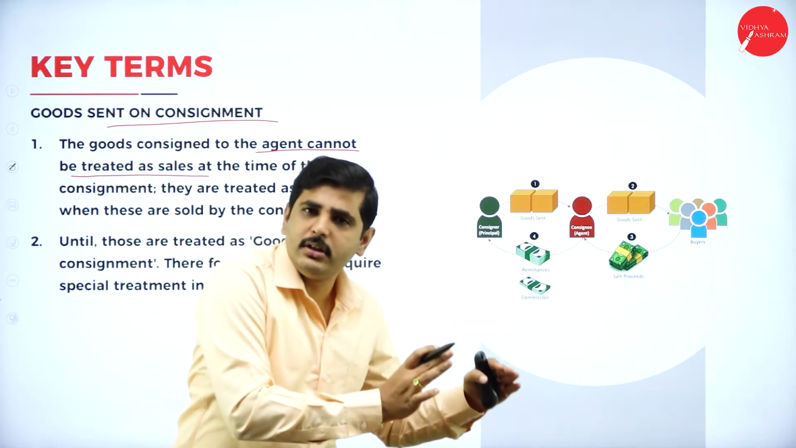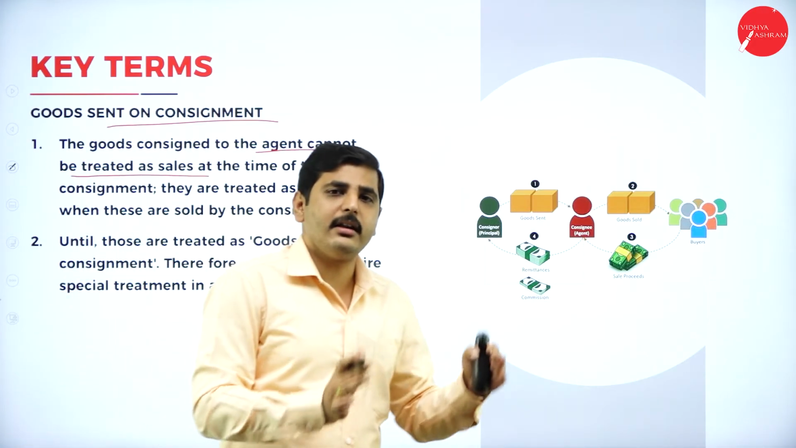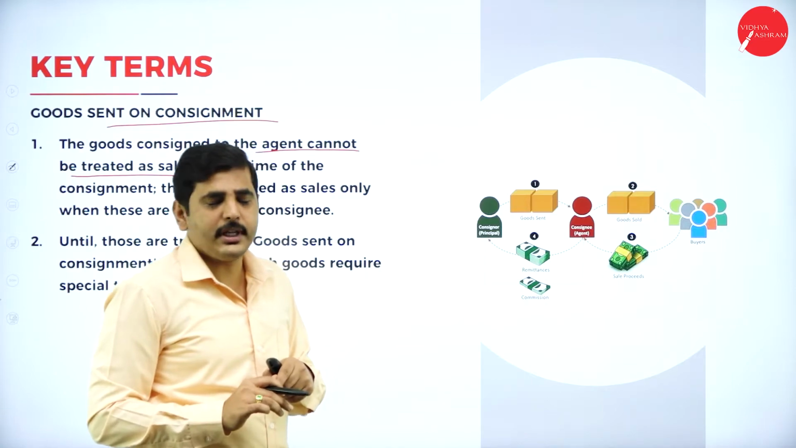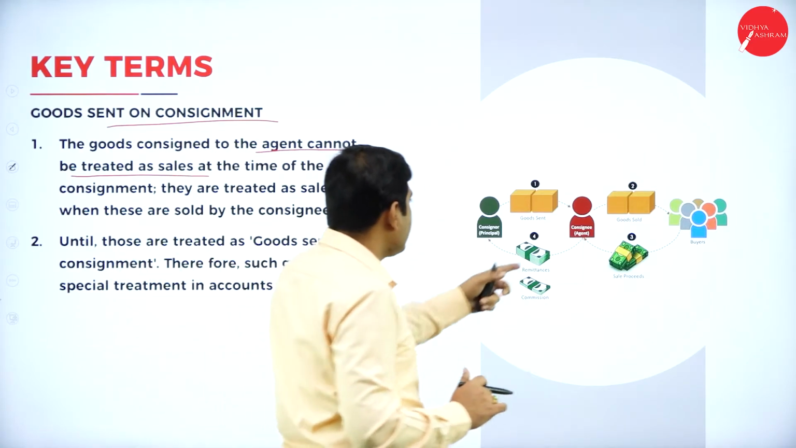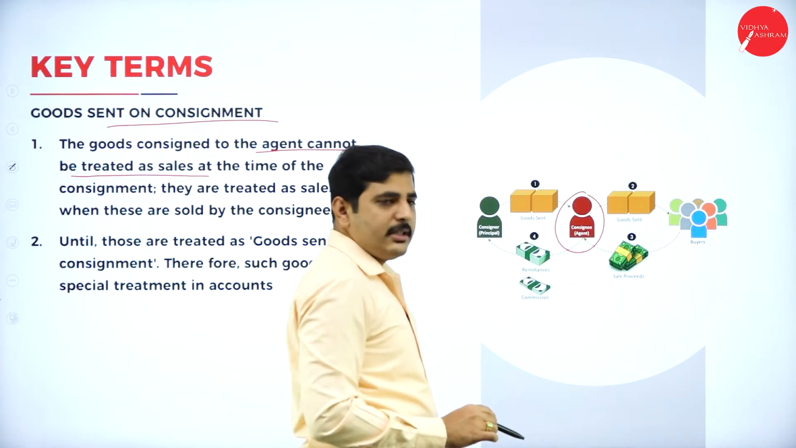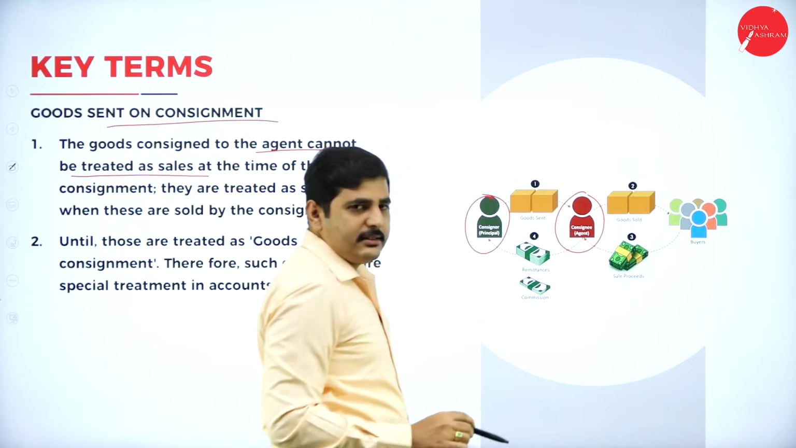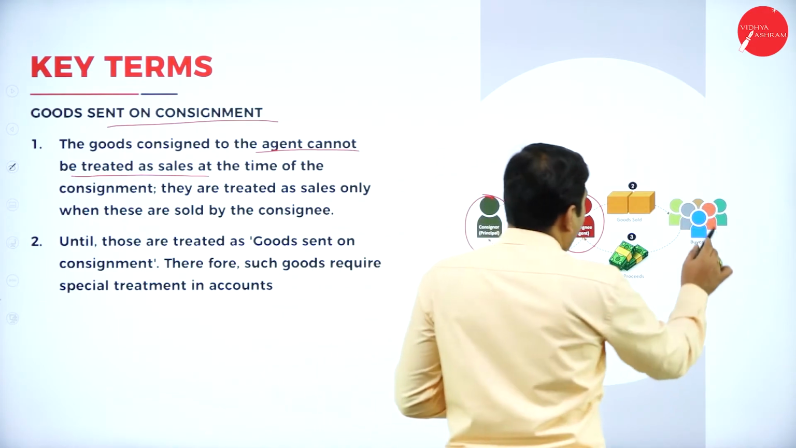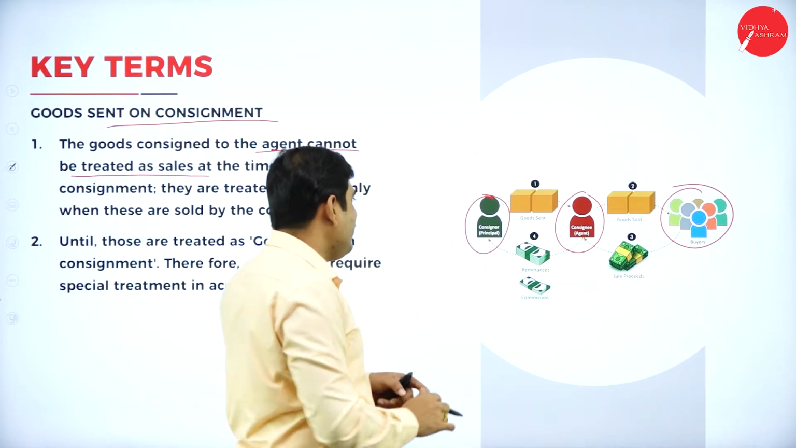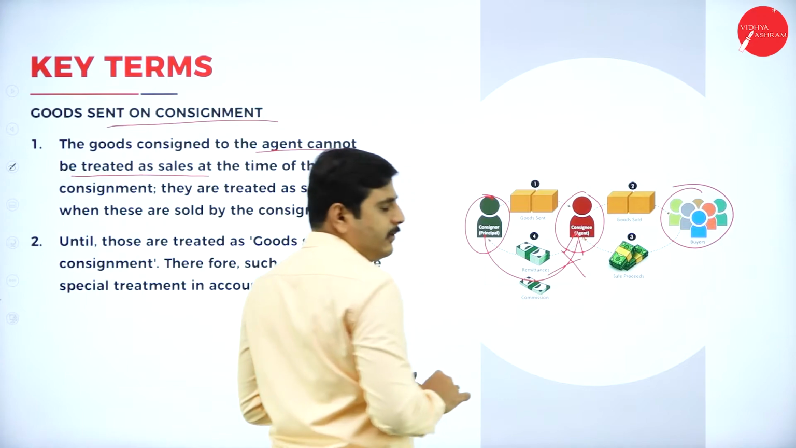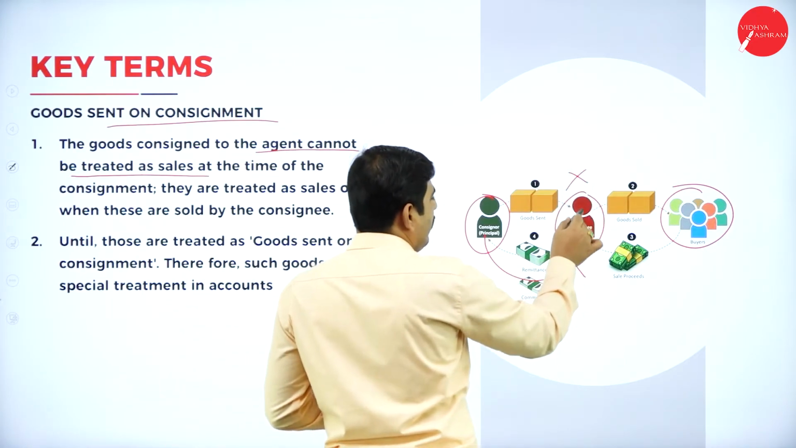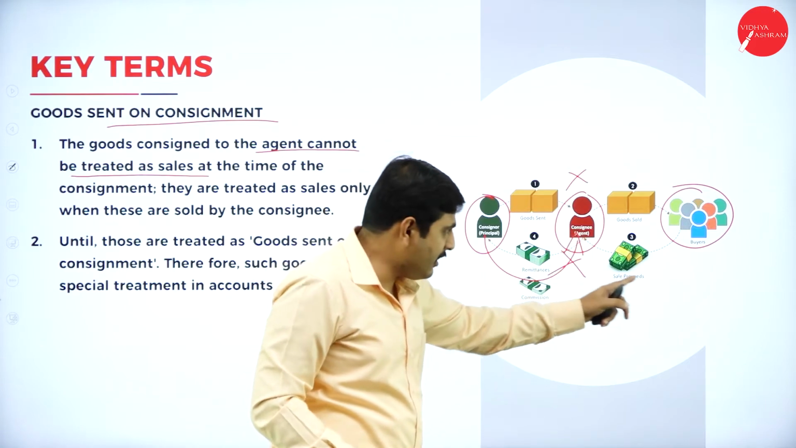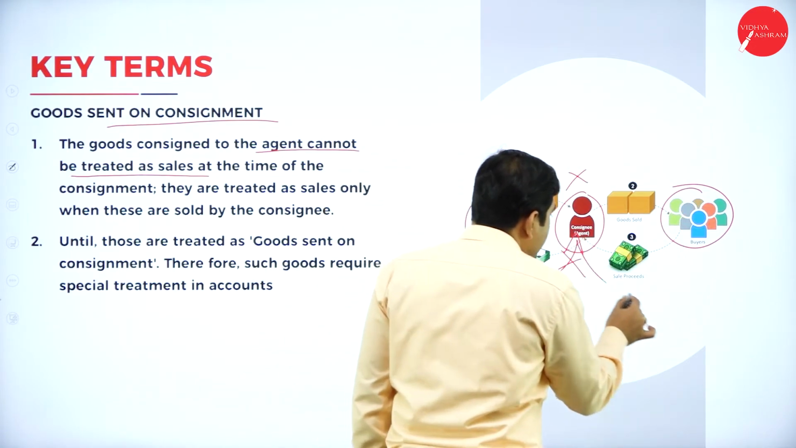We have not yet sold the goods to the customer. When the goods reach the ultimate customer, then it is called sales. When you send the goods to the consignee, it doesn't amount to a sale. The consignor is the owner of the goods. The consignee is the agent or middleman of the goods. When we send the goods to the consignee, this is not a sale, because we are not selling, we are sending the goods to our agent to sell the goods to the customer. When the goods reach the customer, then it is called sales.